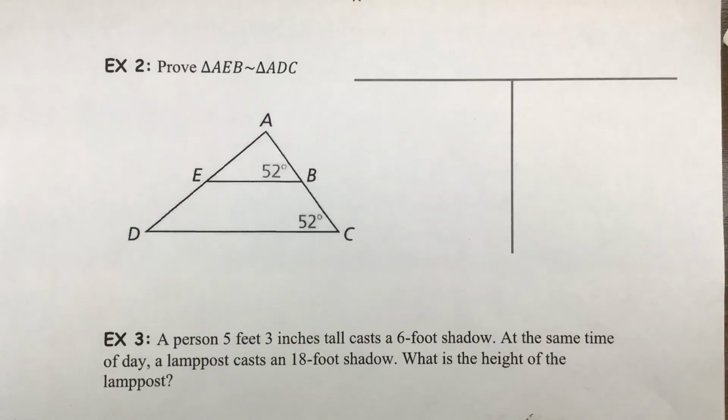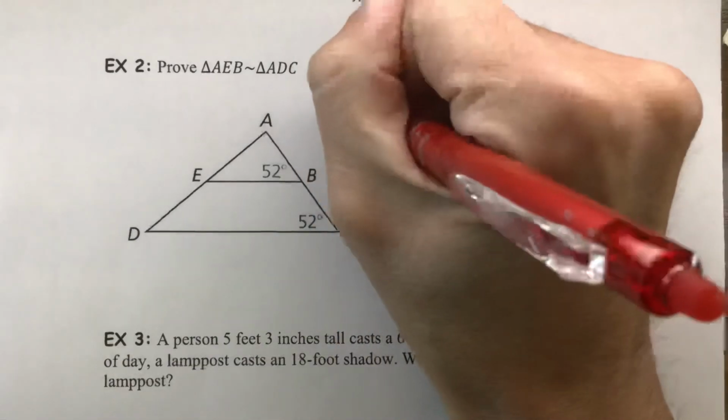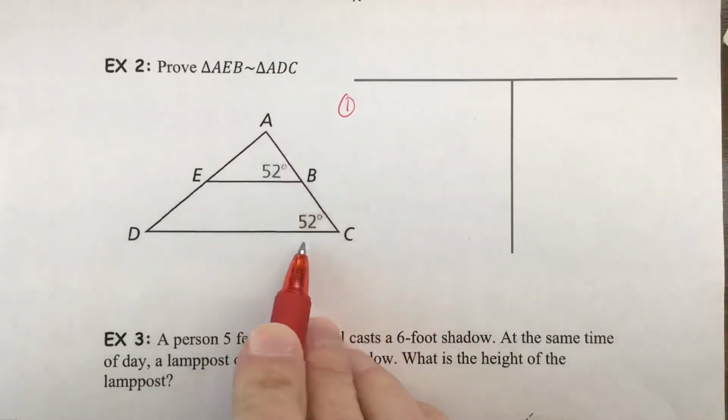To prove that they're similar, all we really need to do is prove that two angles are congruent. You don't have to prove that all three of them are, because that third angle would automatically be congruent, and that takes us back to what we call the angle-angle similarity shortcut. You don't need to show all three of them. So, step 1, let's take care of the given.